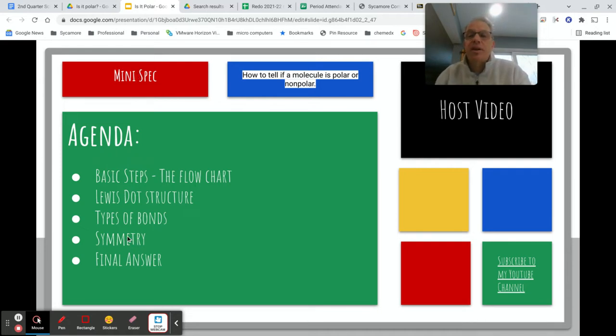The first thing I would do is actually download this PDF, which I'll have down in the notes. So it's like guided notes. Basically, if you're given a covalent compound, how do we tell if it's polar or not polar? We're going to look at some basic steps. The flow chart is one of the most important pieces. You'll have to do the Lewis dot structure first in every single case.